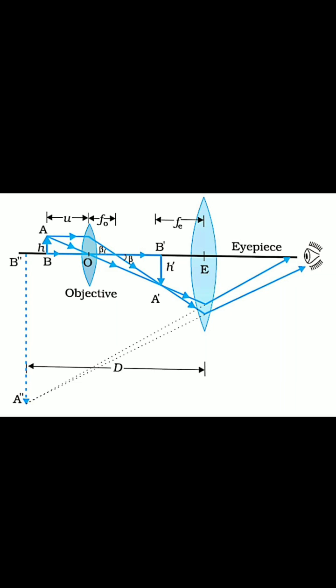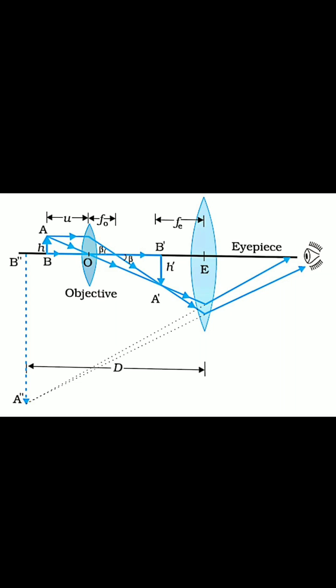In this figure, first through the convex lens, a real, inverted and magnified image of the object AB will be formed. A dash B dash will be the magnified image of the object AB, as shown. The separation between the objective and the eyepiece is so adjusted that the image A dash B dash lies within the focal length of the eyepiece, that is within FE. We can adjust it this way.